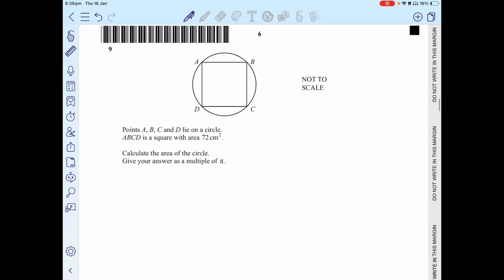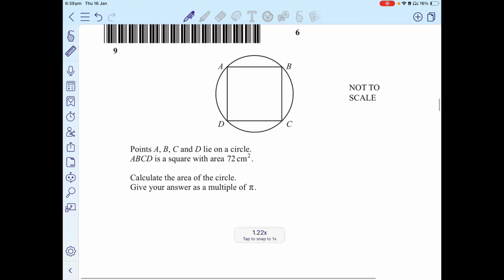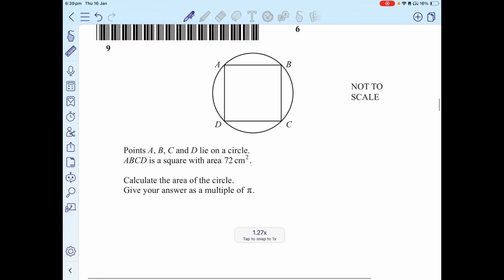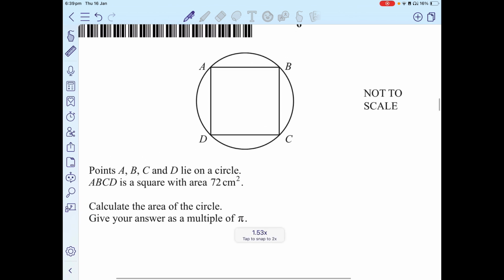It says that the points ABCD are lying on a circle. ABCD is a square with an area of 72 centimeters squared. Calculate the area of the circle. So in order to calculate the area of the circle, what we need is the radius, and radius can be calculated from the diameter. This line is going to be DB, right? So if I can get the length of DB, half of that will be the radius, and then I can work out the area.